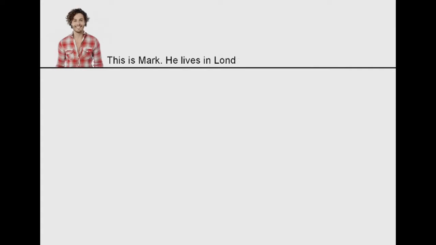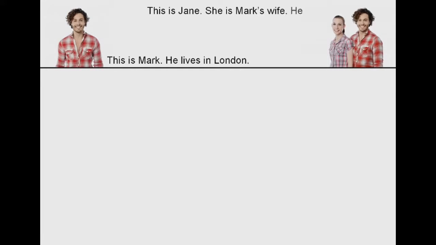This is Mark. He lives in London. This is Jane. She is Mark's wife. He loves her.